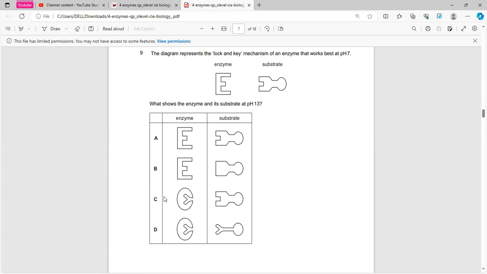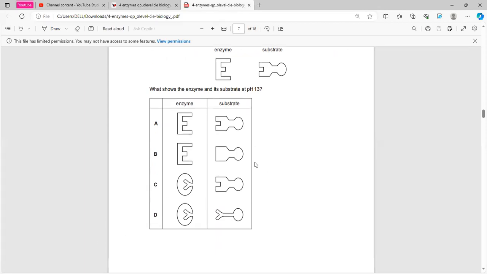So in all these options, we need to note that the substrate will be of the exact same shape. If you closely look at these options, only in option A and C, the substrate has the same shape. And in option A, the enzyme is exactly like it hasn't been denatured. So option C is the correct answer.